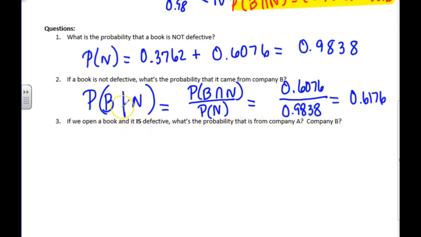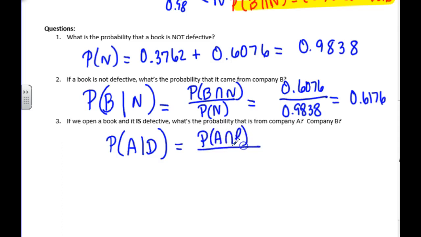So first, we're going to have two separate answers, but for the first one, given the condition that it is defective, the defectiveness would go to the right. What is the probability that it is from A? So again, we will have P of A intersect D over the probability of D.